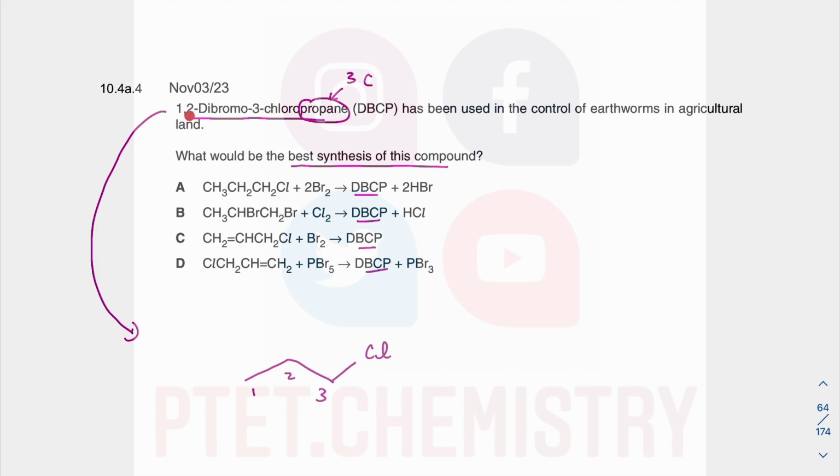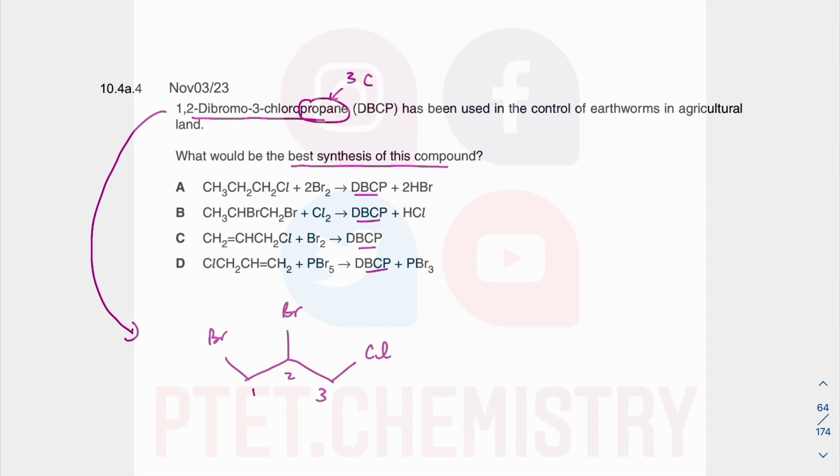I have a 1,2-dibromo, so I have 2 bromine, 1 at 1, 1 at 2. So that is my 1,2-dibromo, 3-chloro. Okay, bromine B before C. So that's why you want the lowest number for the bromine first before the chlorine. All right, 3-carbon straight chain.